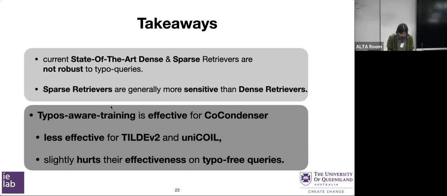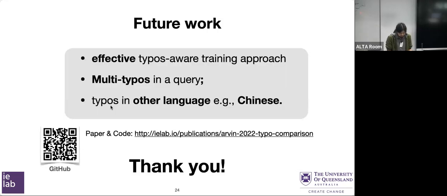And these findings more generally suggest that typos-aware training could also be effective for sparse retrievers, if the end-to-end query and passage expansion strategy is used during training. And for future work, a more effective typos-aware training approach is needed.